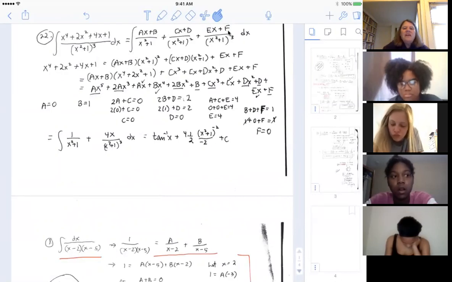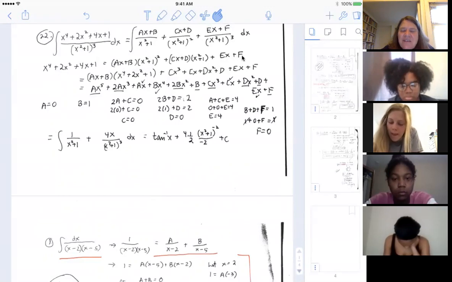Now, it looks horrible at first because you know what? When I clear out the fractions, there is not a darn thing that's going to make any one of these things 0.